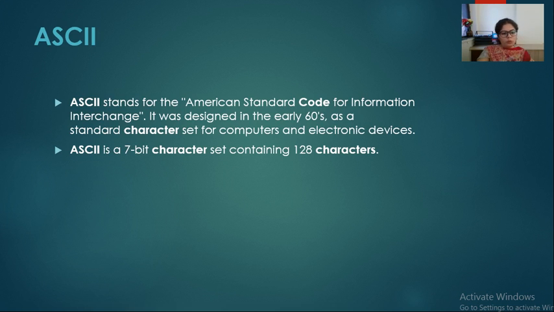So in your book it is given that ASCII is a 7-bit code, but nowadays ASCII code is also available in 8-bit code, that is 2 raised to power 8. So 8-bit ASCII code is more advantageous, or more beneficial, as compared to 7-bit ASCII code.